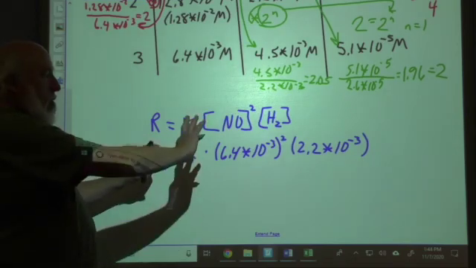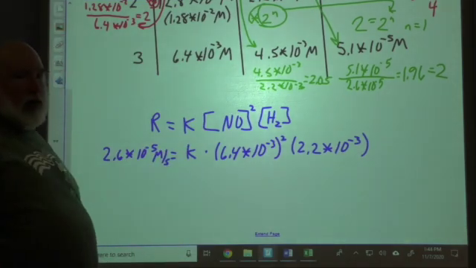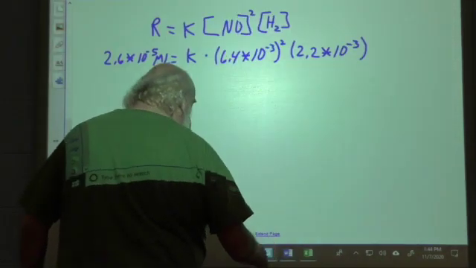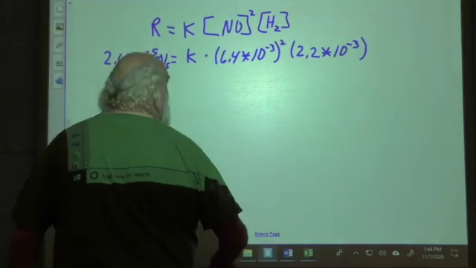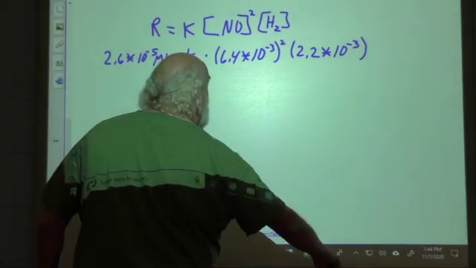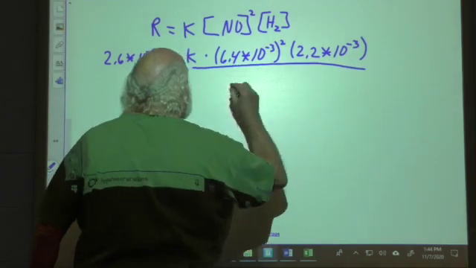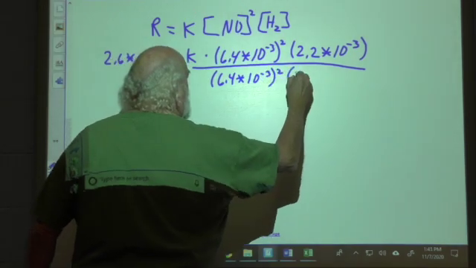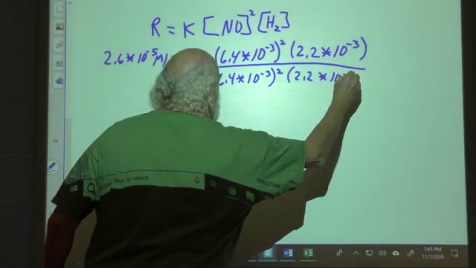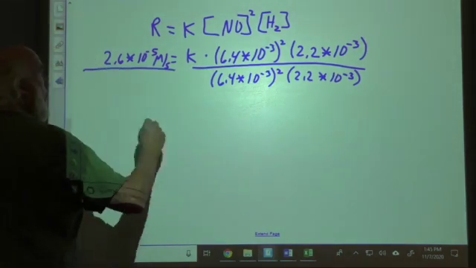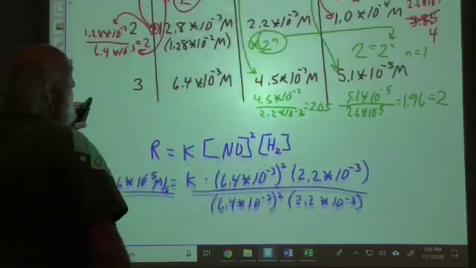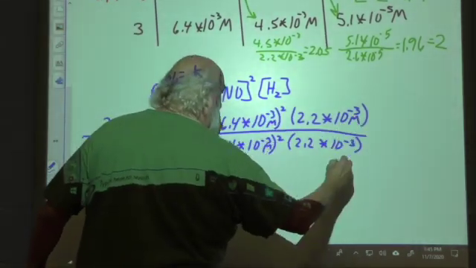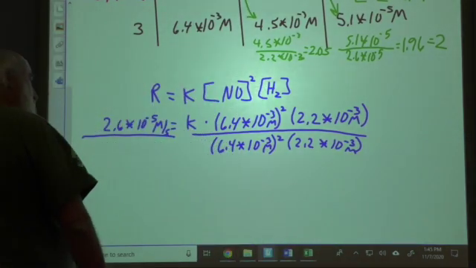Okay, now I'm not going to multiply that out. I'm going to let my calculator do all the work in one step. So to get K by itself, I'm going to divide both sides by 6.4 times 10 to the negative 3 squared, 2.2 times 10 to the negative 3. Oh, shoot, I've got my labels. So these are all moles per liter. That should be there, that should be there, that should be there, and that should be there. Nice. I just violated my own rule there.